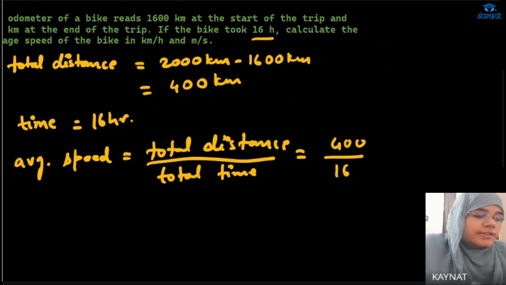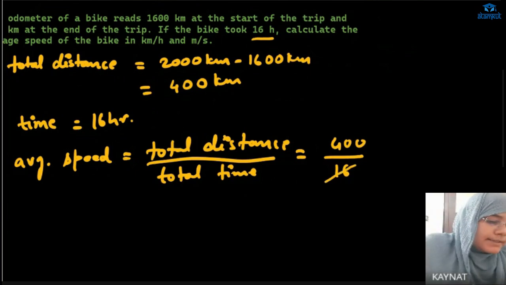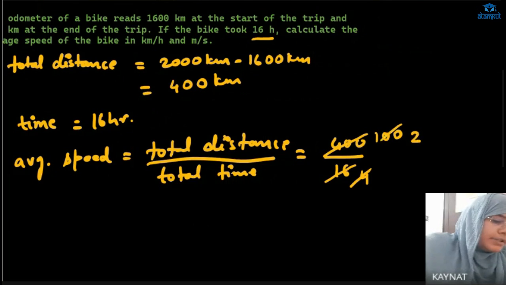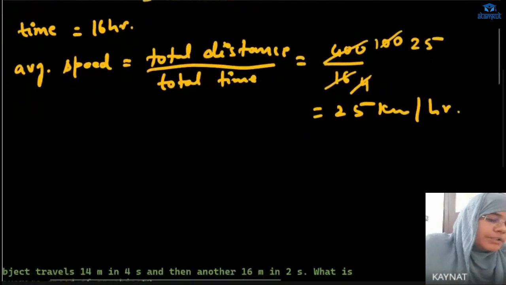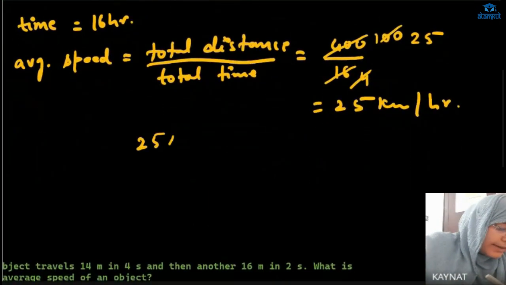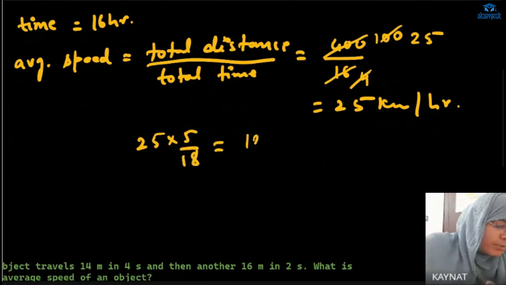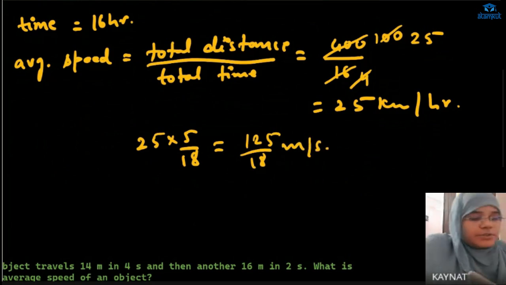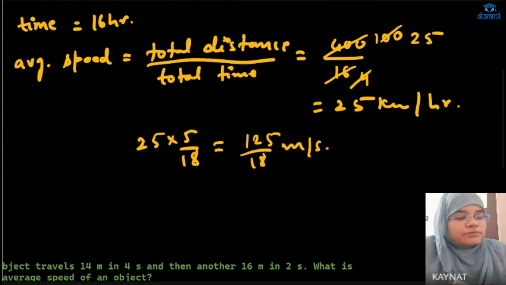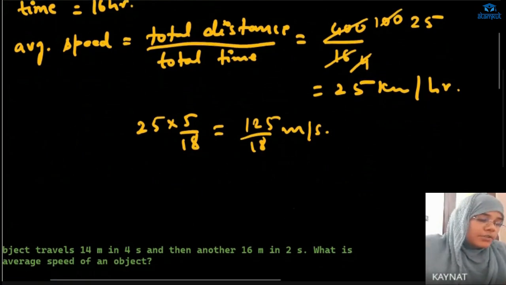If we cancel it out, then it will be 25 kilometer per hour. And if we have to convert it into meter per second, then it would be 25 into 5 by 18, so it will be 125 by 18 meter per second. You can do the calculation, it would come out to be a mixed fraction. Fine, so this is it.